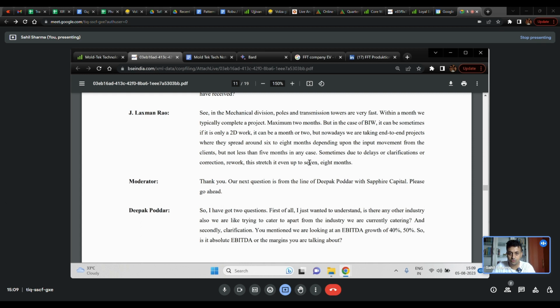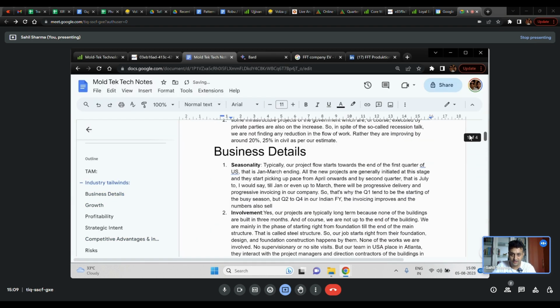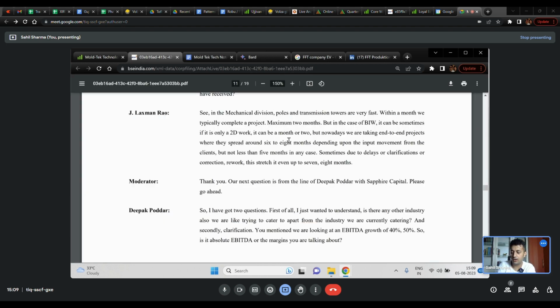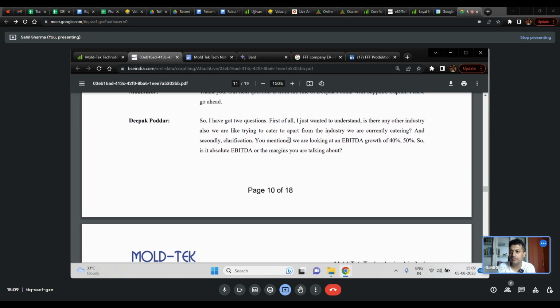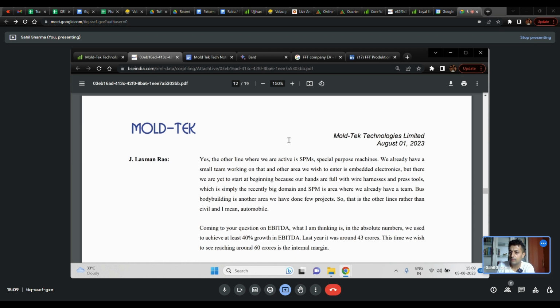He's talked about the execution period in the mechanical engineering division. This is an important business detail because it can impact the working capital, it can impact how long the revenues last. These are also very important things.